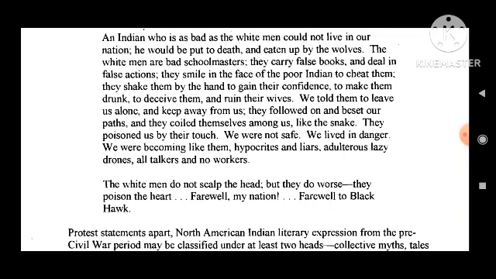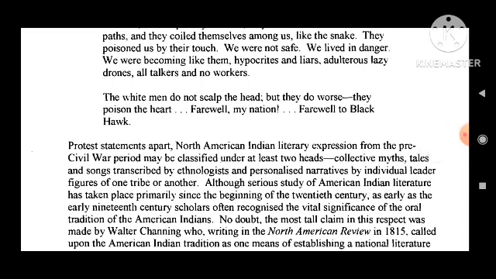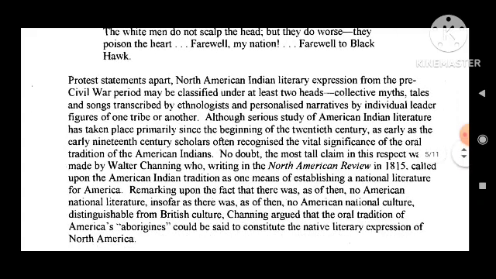They followed and beset our paths, and they coiled themselves among us like the snake. They poisoned us by their touch. We were not safe. We lived in danger. We were becoming like them. Hypocrites and liars, adulterers, lazy drones, all talkers and no workers. The white men do not scalp the head, but they do worse. They poison the heart. Farewell, my nation. Farewell to Black Hawk.